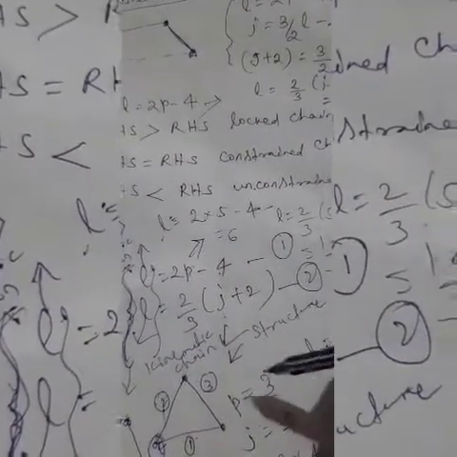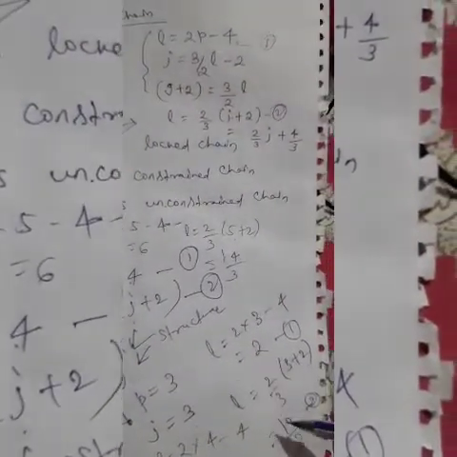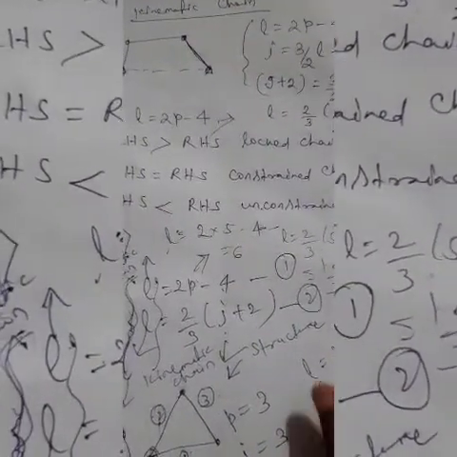So if we put these two values in equation 1 and equation 2, the answer for equation 1 is 2 and the answer for equation 2 is 10 by 3. So equation 1 and 2 are not the same, so this is not a kinematic chain.